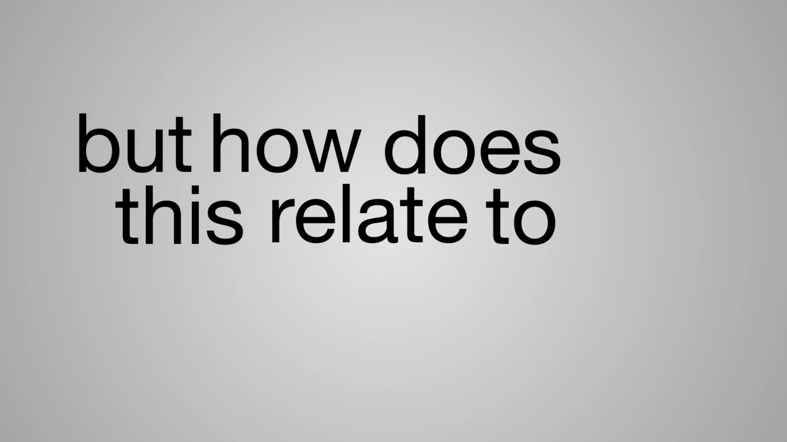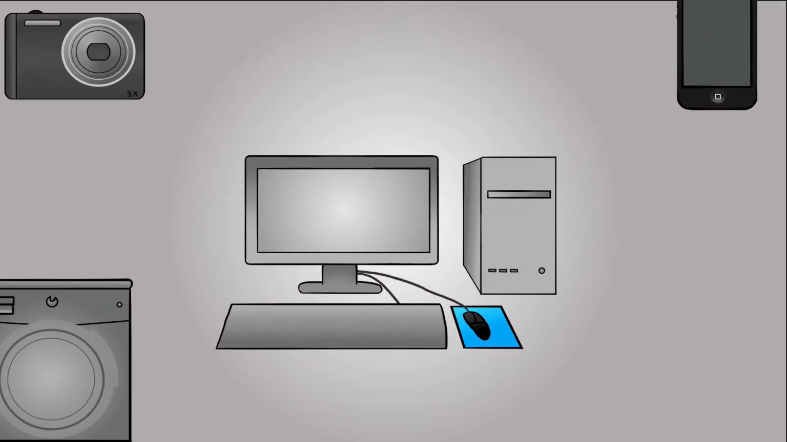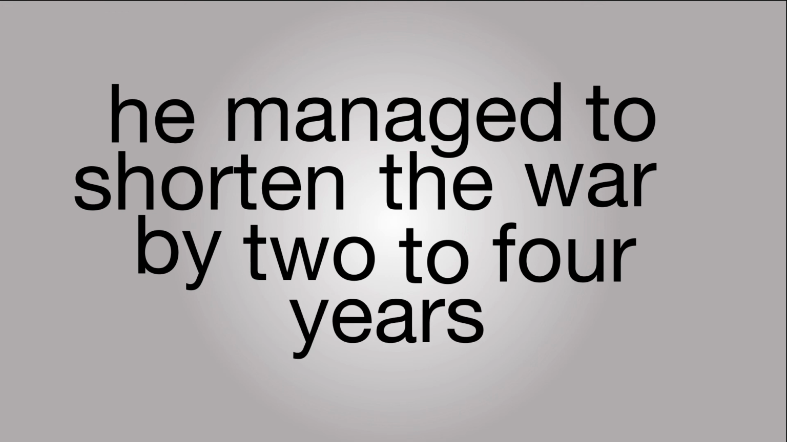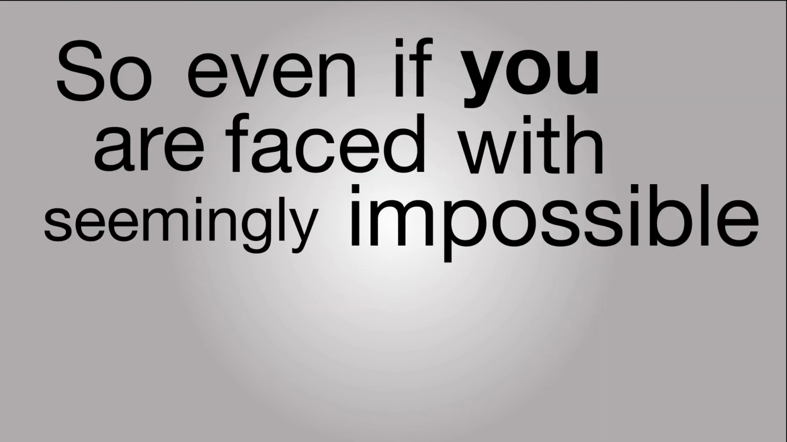But how does this relate to us now? With the experience of the Enigma breaker, along with Turing's previous ideas, he conceived the basis upon which modern computers function, controlling a machine's operations with a program of instructions stored in the computer's memory. Despite the unfavourable odds, he managed to shorten the war by 2 to 4 years, and, continuing with his work, managed and still manages to influence us today. So, even if you are faced with seemingly impossible challenges, take a chance and defy the odds.